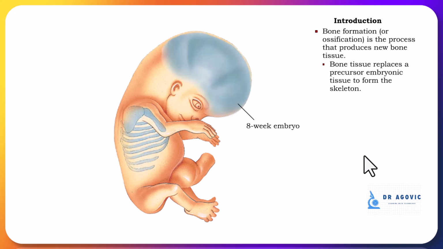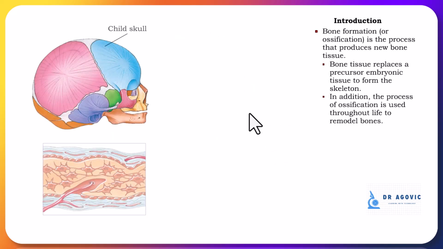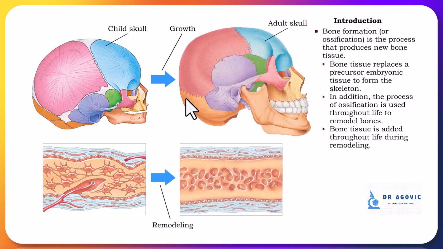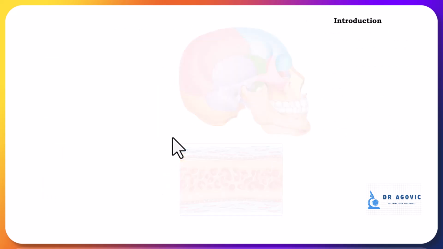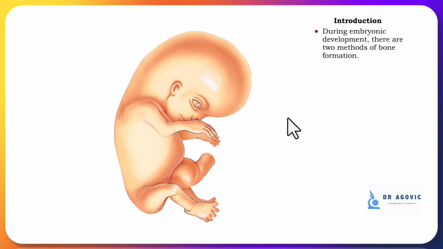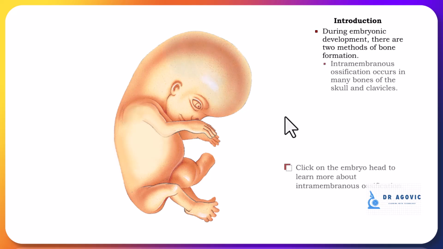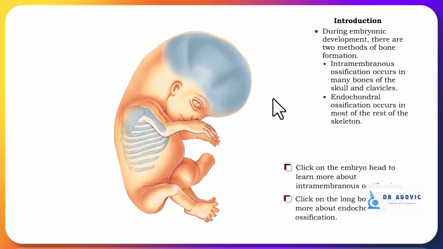Bone formation, also known as osteogenesis or ossification, is the process by which bone tissue replaces embryonic connective tissue to form the skeleton. From childhood to early adulthood, ossification lengthens and thickens bones. In addition, the process of ossification is used throughout life for bone remodeling. There are two methods of prenatal bone formation: the intramembranous ossification and endochondral ossification.